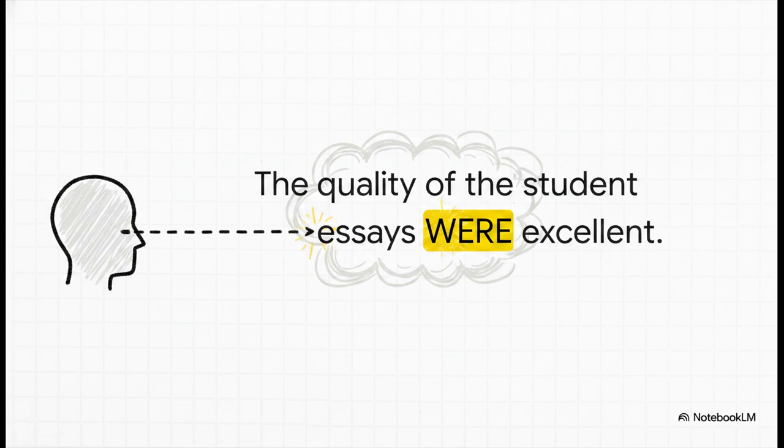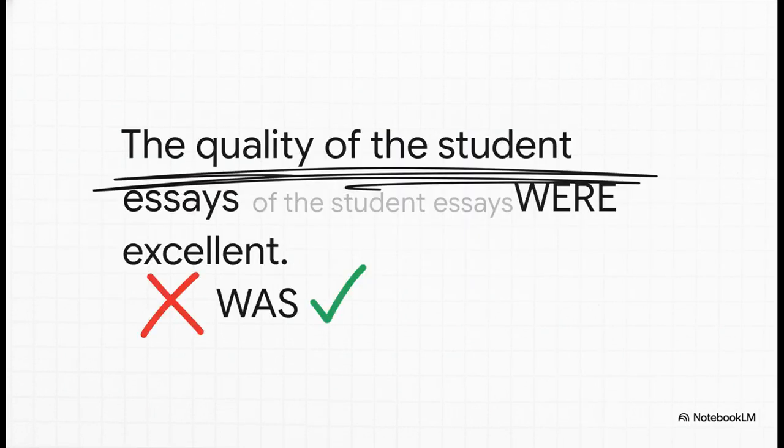It's just a distraction. So here's the trick, and it's a game changer. Just mentally, or literally, with your pencil, cross out that junk in the middle. See that? Of the student essays, gone. What's left? The quality was excellent. The real subject is quality, and quality is a single thing. It's singular, so it needs a singular verb, was. This is the SAT's go-to move.